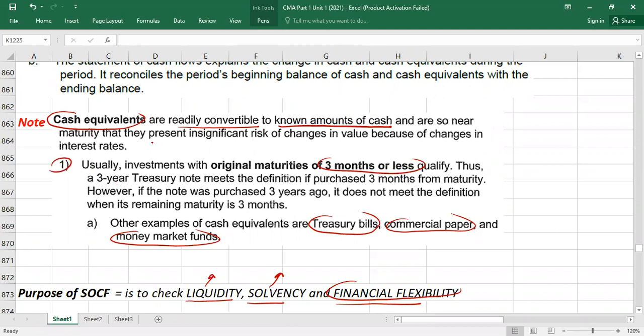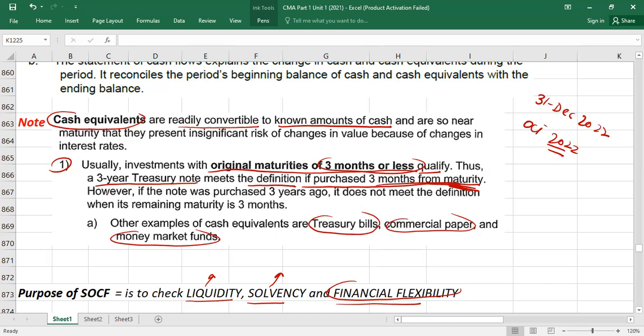So here we have a small example to understand the difference. When you invest in any securities with original maturities of 3 months or less, it qualifies as cash equivalents. Let's assume we have a 3-year treasury note. If you are investing in a 3-year treasury note, it meets the definition of cash equivalents if purchased 3 months from the maturity. For example, this treasury note is going to expire on 31st December 2022, and you bought it in October 2022. Now this can qualify as a cash equivalent, because you bought it 3 months from the maturity. This is the keyword.